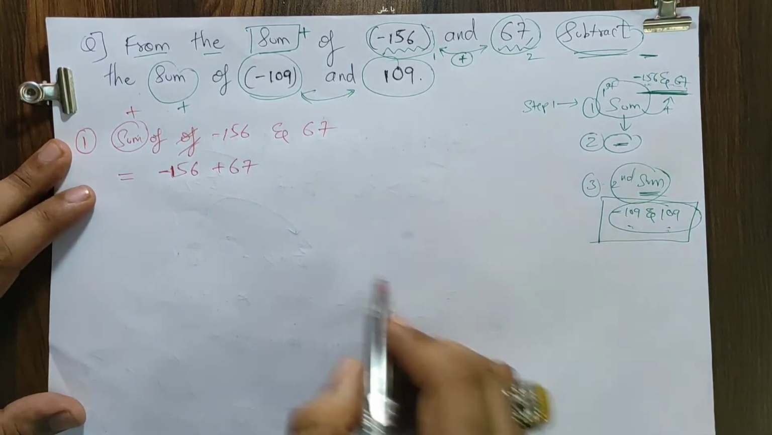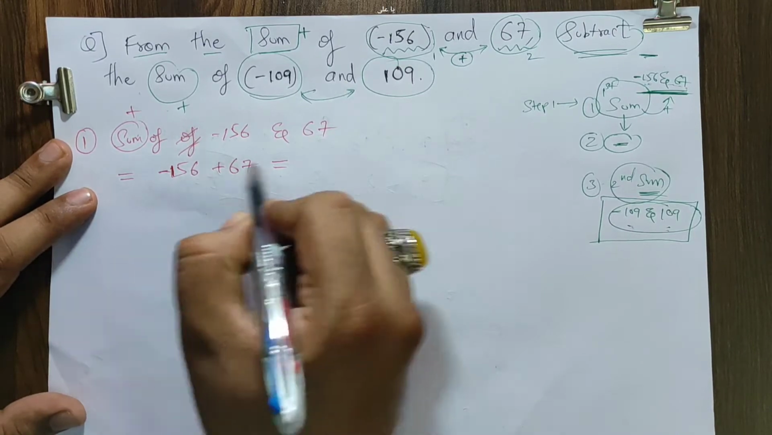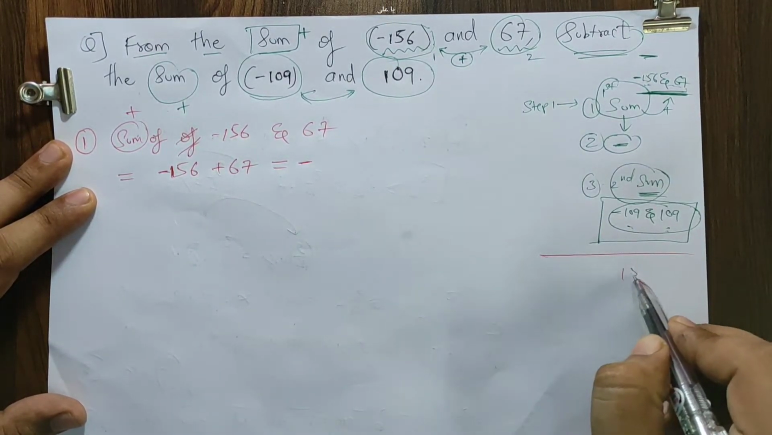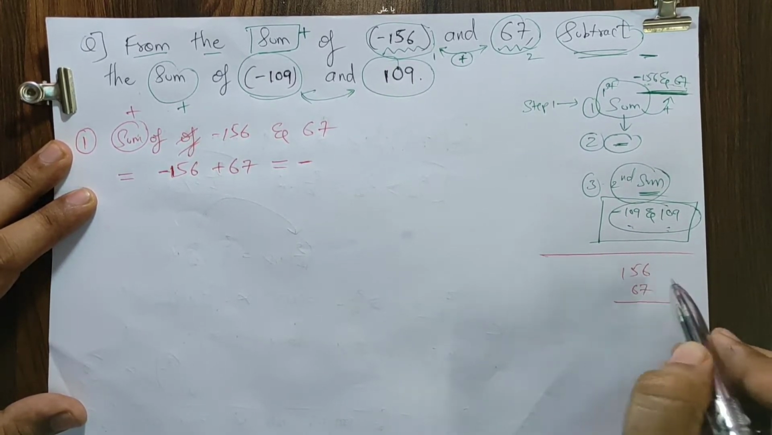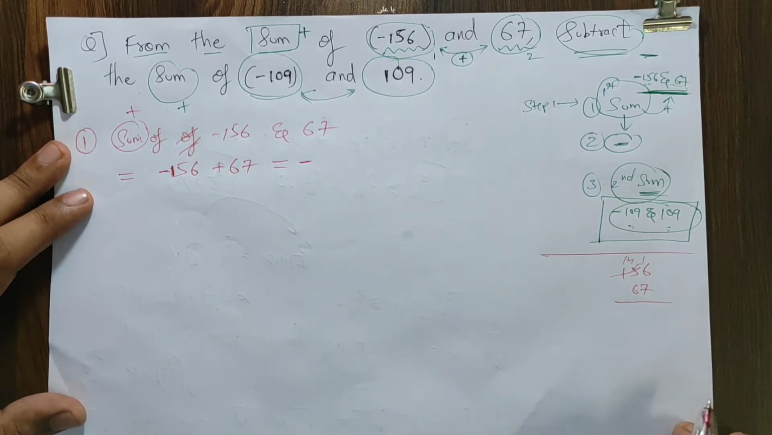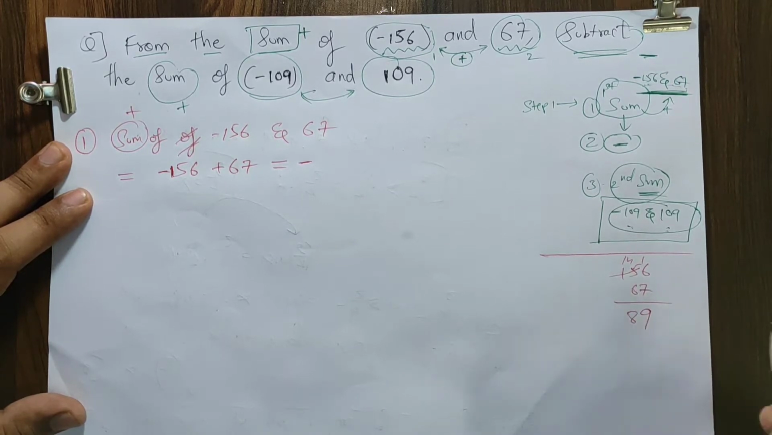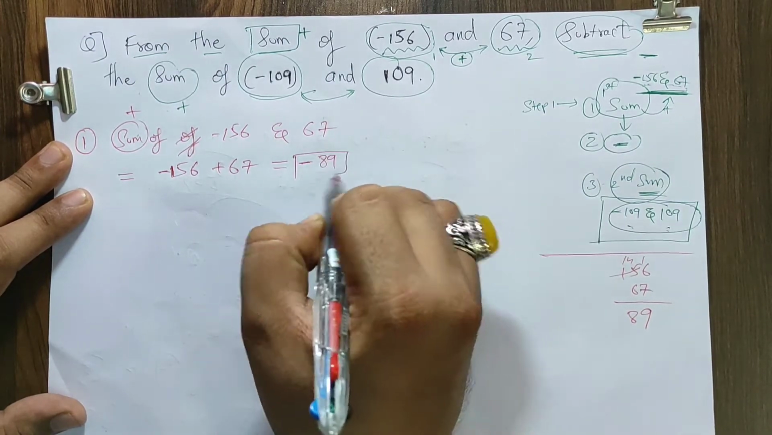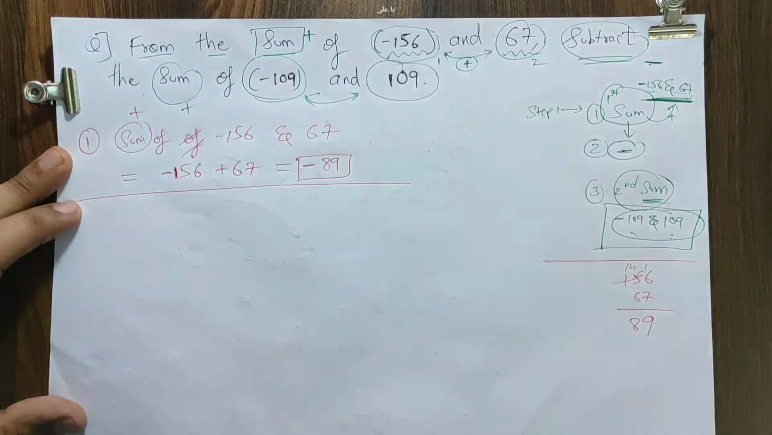plus 67. What will be the answer? Plus minus is minus. The sign of the greater number is minus, so minus will remain. Basically, in the rough work, I will do 156 minus 67. From 15 I can say 14 is remaining, here it comes 1, so it becomes 16. 16 minus 7 becomes 9. 14 minus 6 becomes 8. It becomes 89, so minus 89.